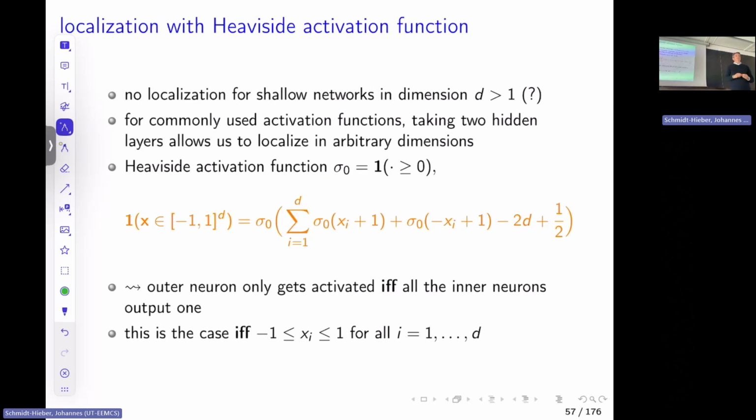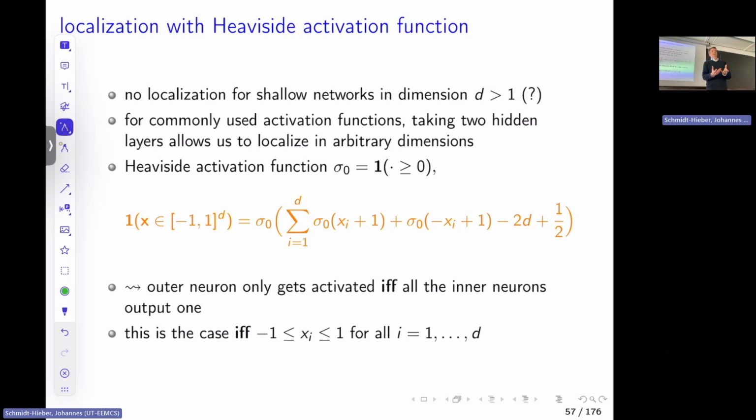Now, localization. The question is, can you localize with a shallow network? And what does localization mean? Well, localization means that you can approximate. Universal approximation is on a compact domain, say [0,1]^d. But now you want to approximate in L^p, but L^p over the whole R^d, the whole input space.